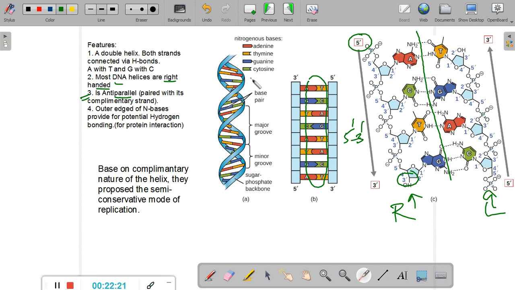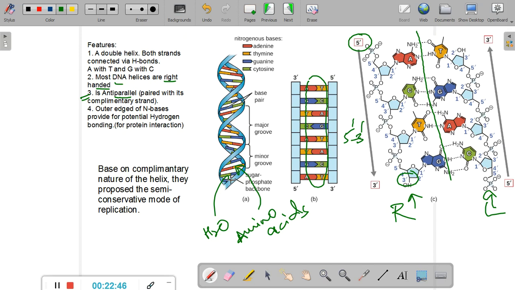Now, these particular areas also provide surface for hydrogen bonding, which means that these areas have a certain possibility to interact with molecules, let us say, for example, water, or some kind of amino acids. So they have this ability to form hydrogen bonds with water or with amino acids.